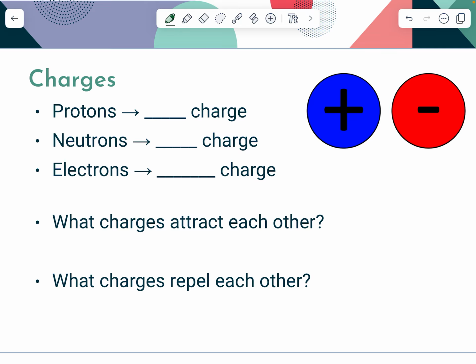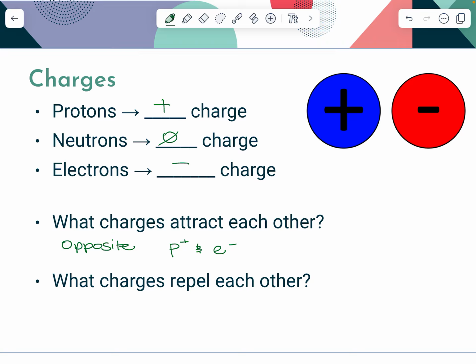of an atom. So our particles that we have in an atom are protons, which have a positive charge, neutrons, which have a neutral charge, and electrons, which have a negative charge. When we're thinking about charges, what charges attract each other? Well, opposite charges are going to attract each other. And so that means protons and electrons are going to have an attractive force between them.